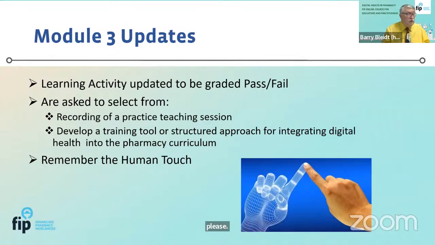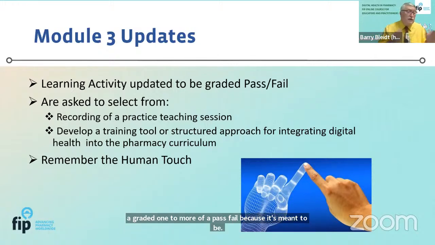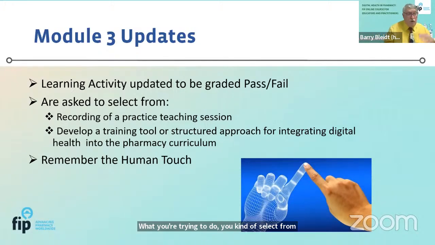In our updates, our activity has been moved from a graded one to more of a pass-fail. You select from recording a practice teaching session or developing some kind of training tool or structured approach for how you plan in your institution to integrate digital health into your curriculum. So we just want to look at that, and it's really that.